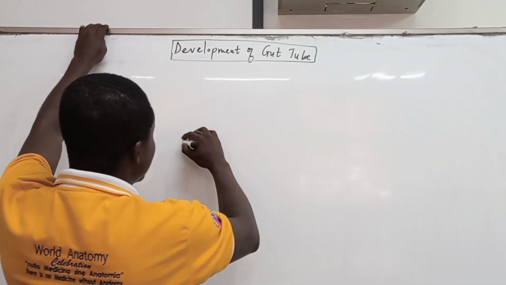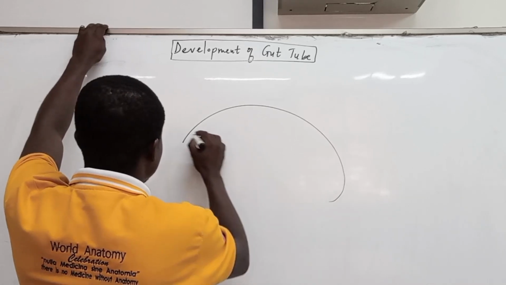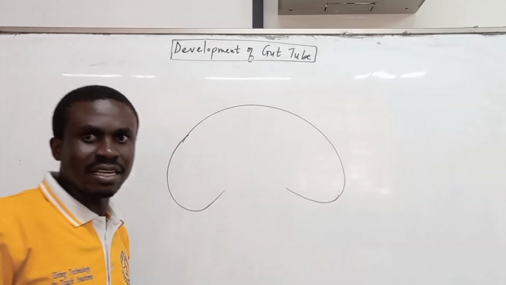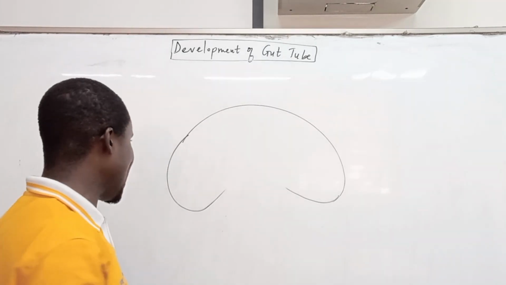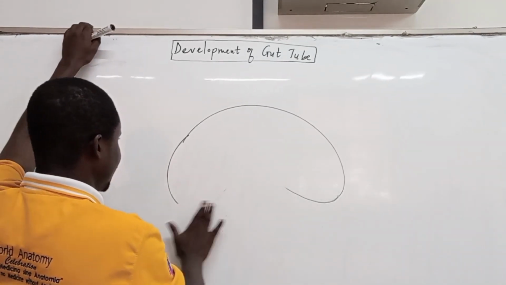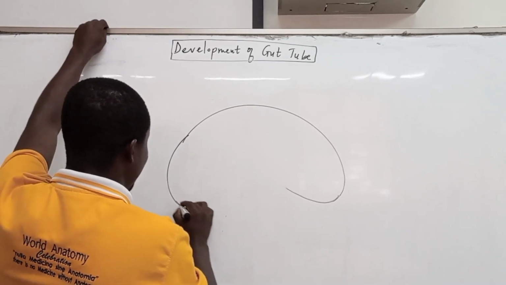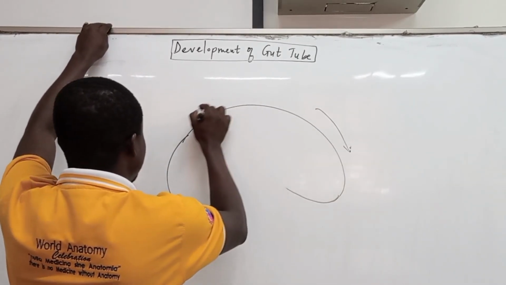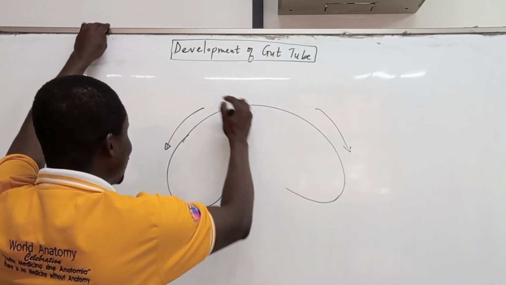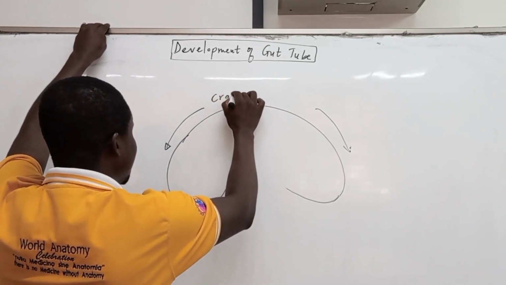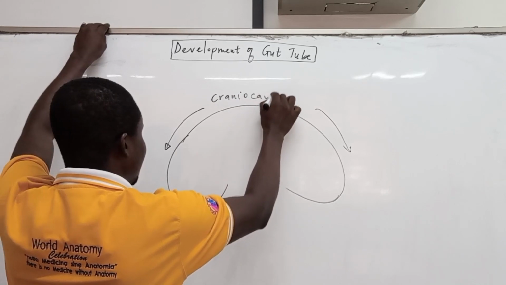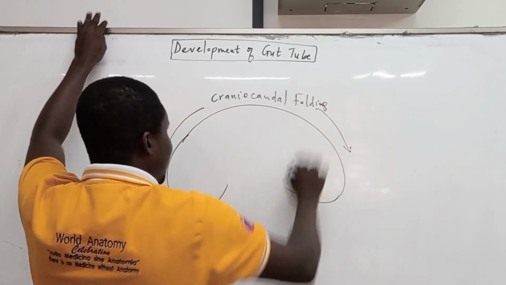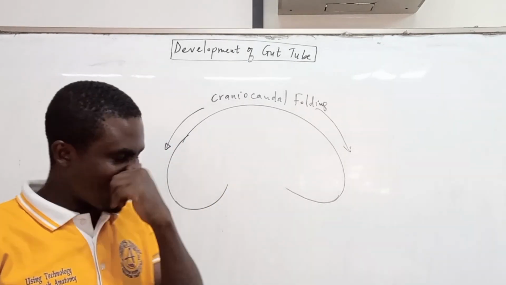As the embryo folds, let's say I have this as my embryo folded. So folding of my embryo. And my friends, what I want you to understand is that it's folding cranially and caudally. So I'm talking about craniocaudal folding of the embryo.